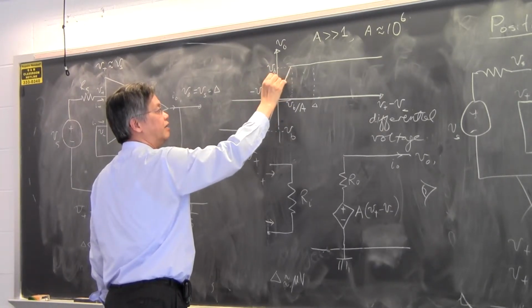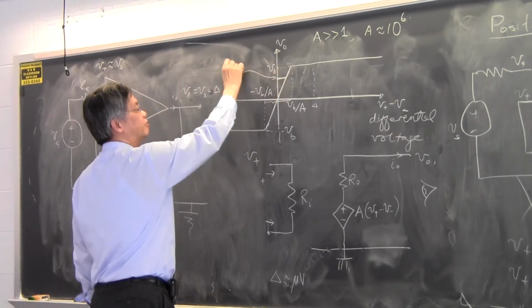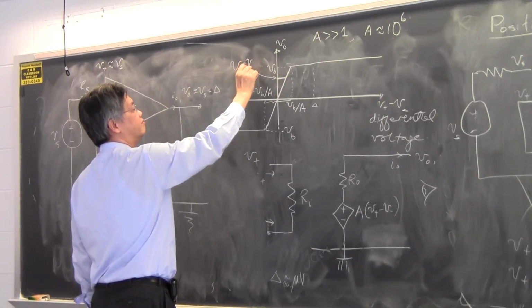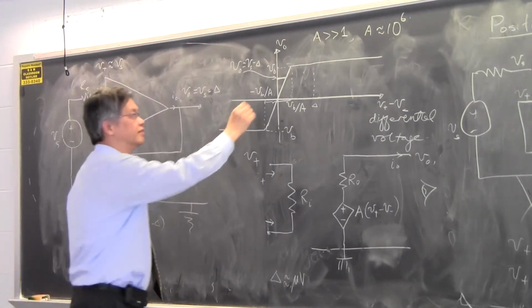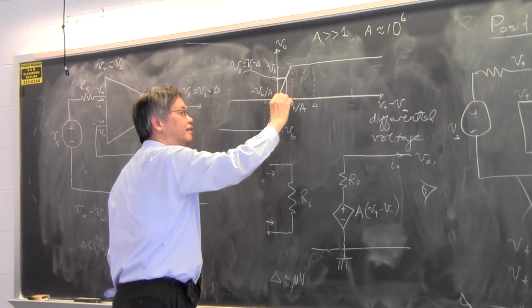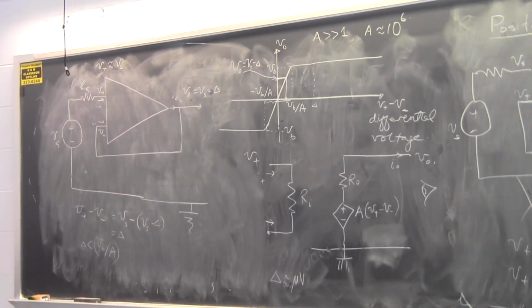You can pick any value from 0 to VB, and in that case, we pick a value of VO equal to Vs minus delta. Okay, it operates in that range, and then in that case, the V plus minus V minus is actually a very small number. So you can operate in that mode.